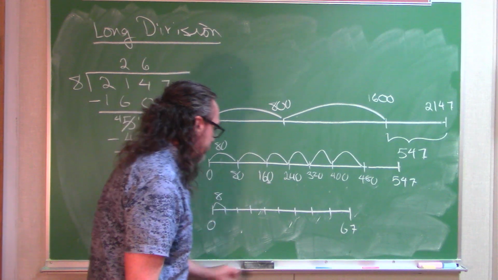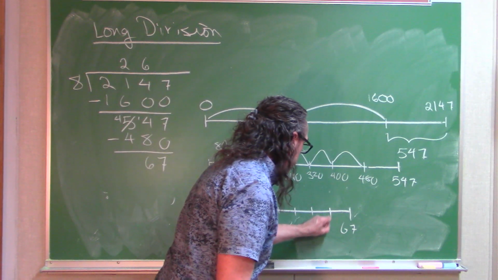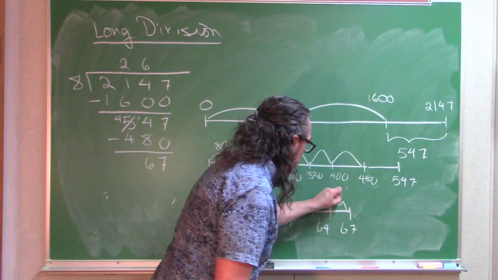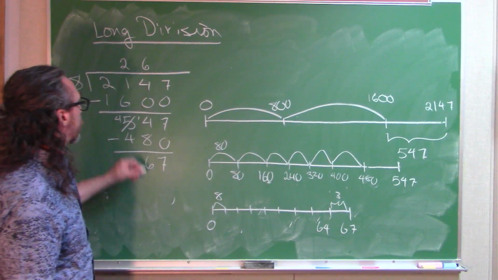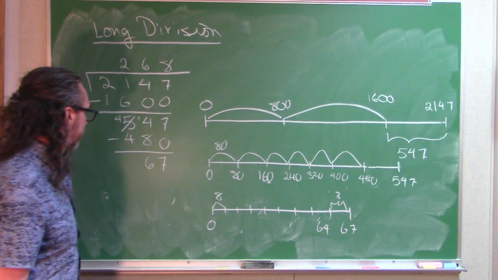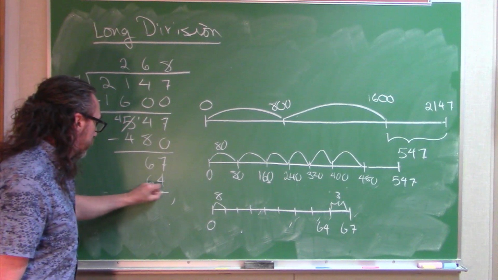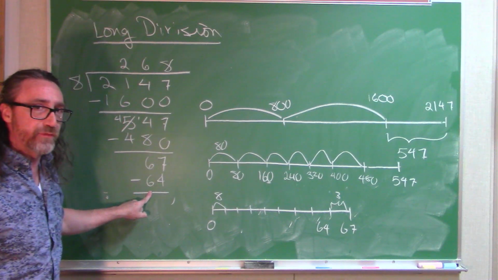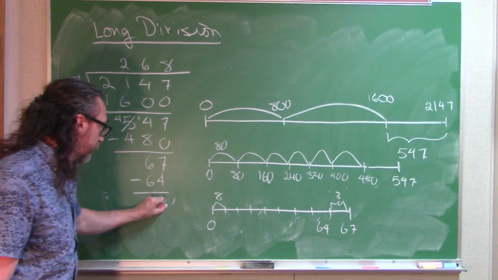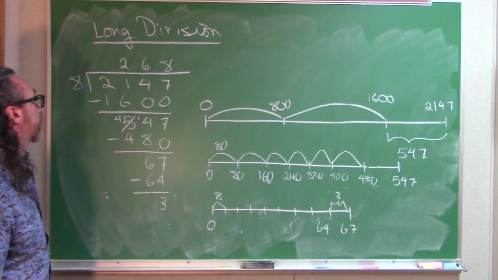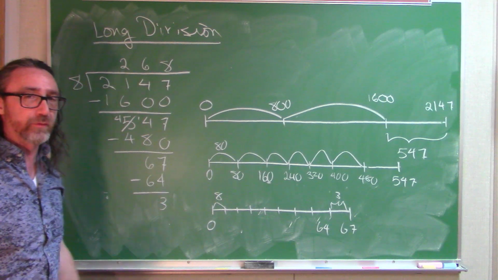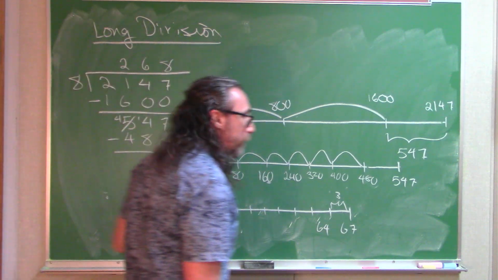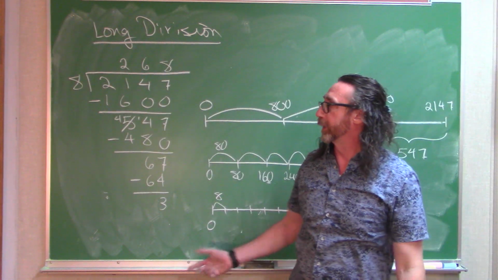Each of these jumps represents 8. It gets me all the way to 64. The remaining gap is 3. Okay? So we saw 8 jumps covers 64 units of the 67, 3 left over. Okay? So my quotient is 268 from this operation. My remainder is 3. Okay?